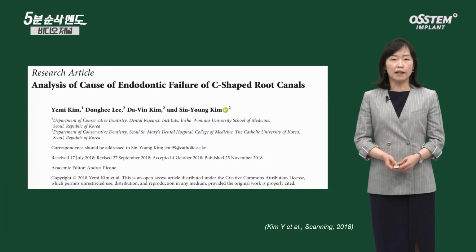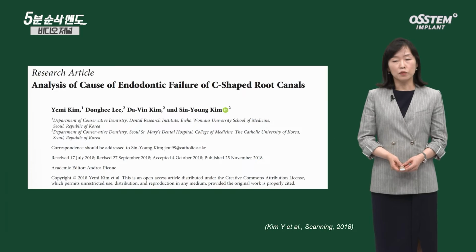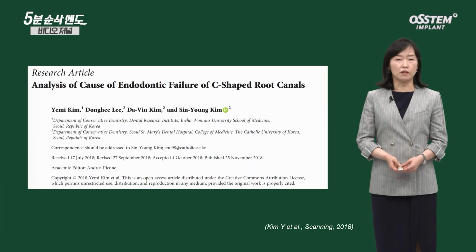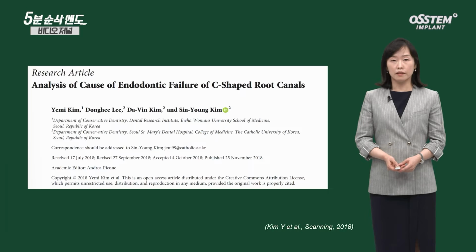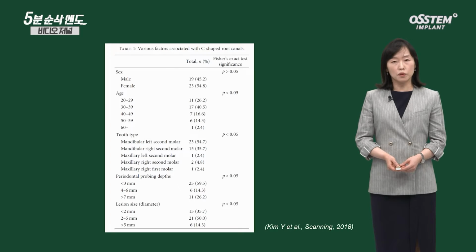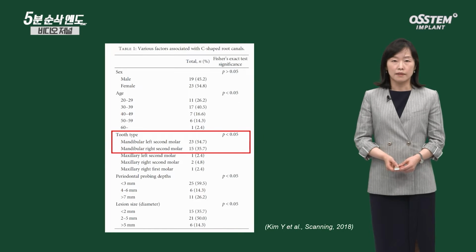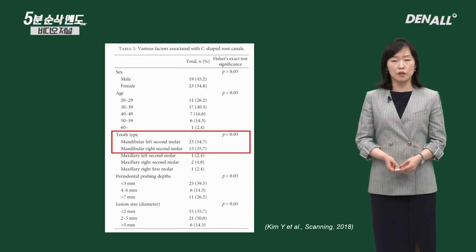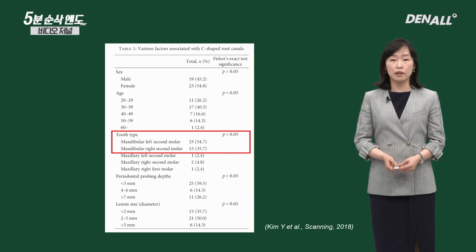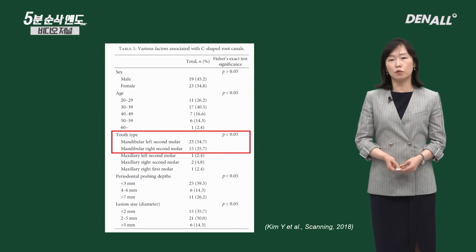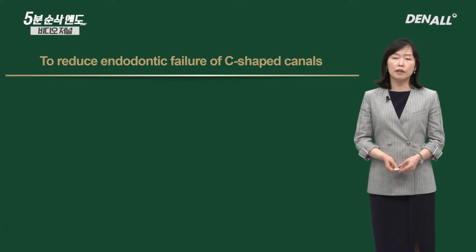Today, I'm going to talk about a journal article which addresses why endodontic treatment failed in C-shaped root canals. This was reported in the journal Scanning. This was not a CBCT image analysis. It analyzed the cause of failure. The number of subjects, or N, was small, approximately 42. However, most of them were lower second molars. The C-shaped root canals failed and surgery was done.